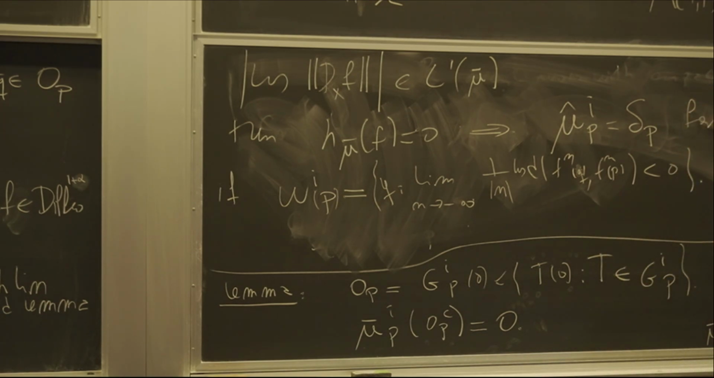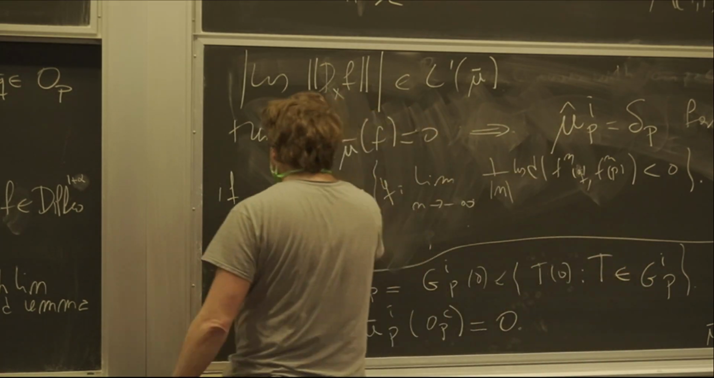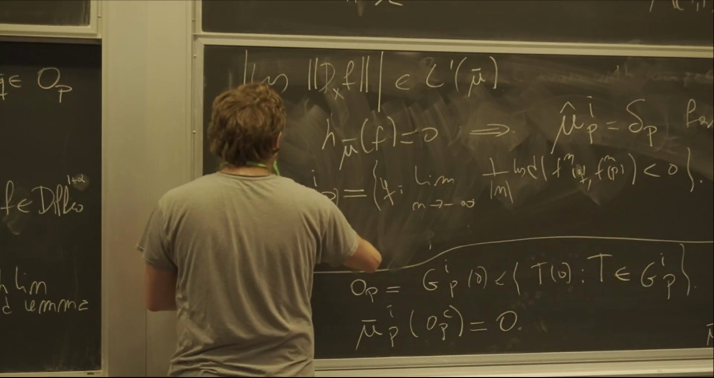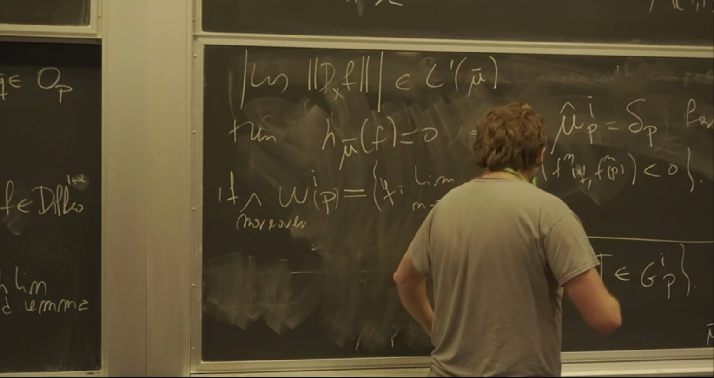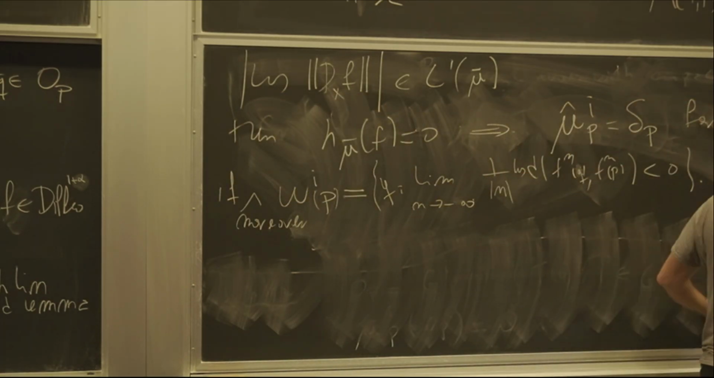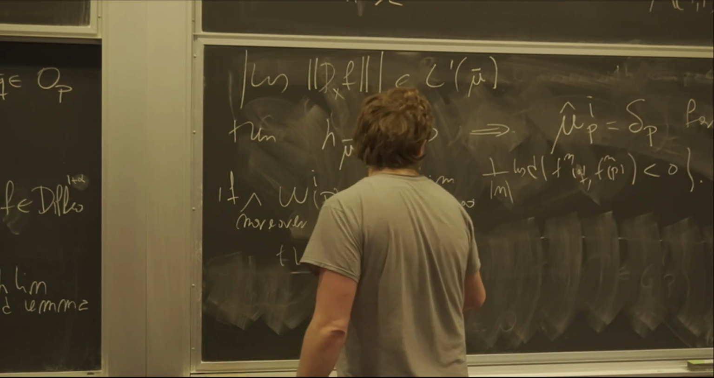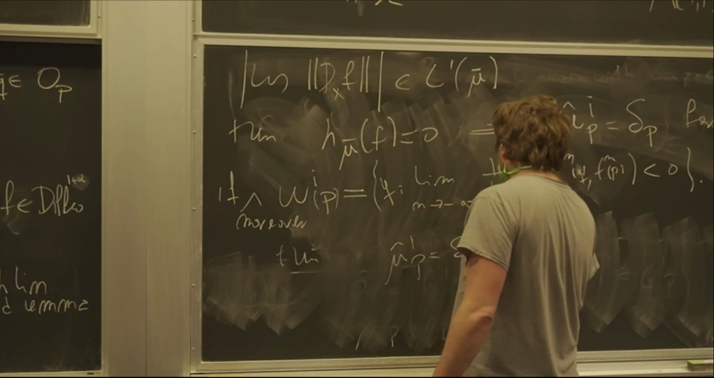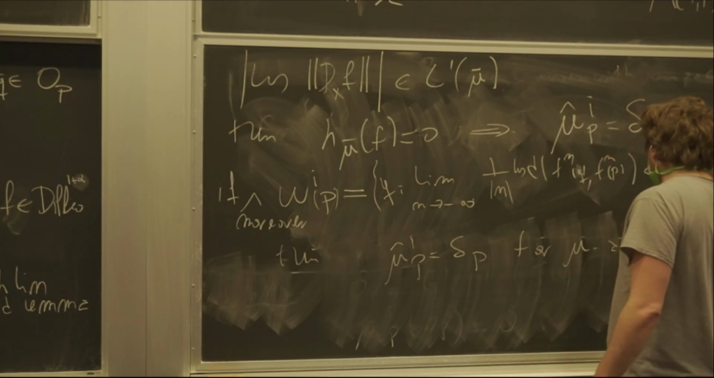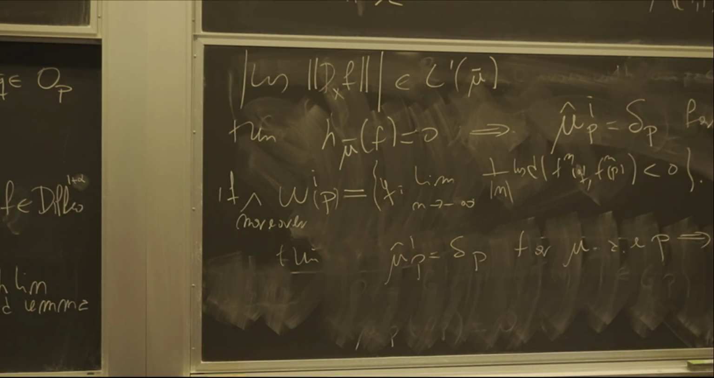Okay. So if, moreover, we have the exact equality, and this will be something that we'll have to discuss quite a bit, how to play with these statements. Then mu hat IP being delta p for mu almost every p implies h mu bar of f equals 0. Okay, so then I have if and only if. Okay, so far so good.